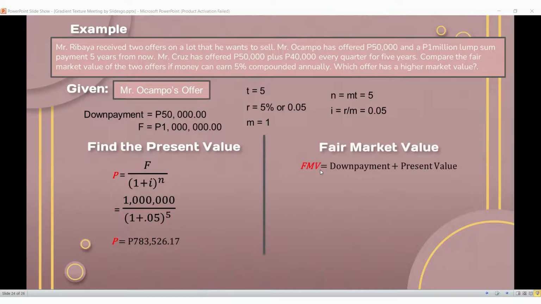To find the fair market value, FMV is equal to down payment plus present value. The down payment of Mr. Ocampo is 50,000, and we add the present value. So, the FMV of Mr. Ocampo is 833,526 pesos and 0.17 centavos. Next, let's calculate the offer of Mr. Cruz.